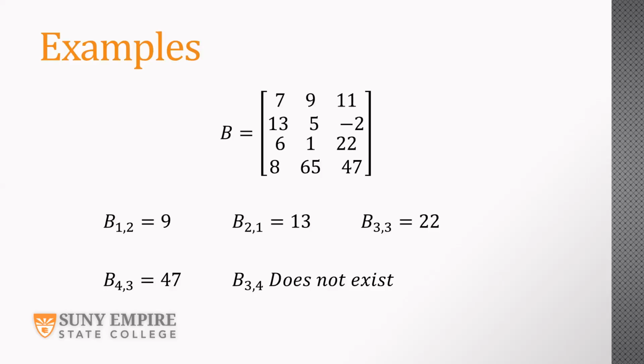B sub 3,4 is the number in the third row and fourth column of matrix B. But matrix B only has 3 columns. This number does not exist.